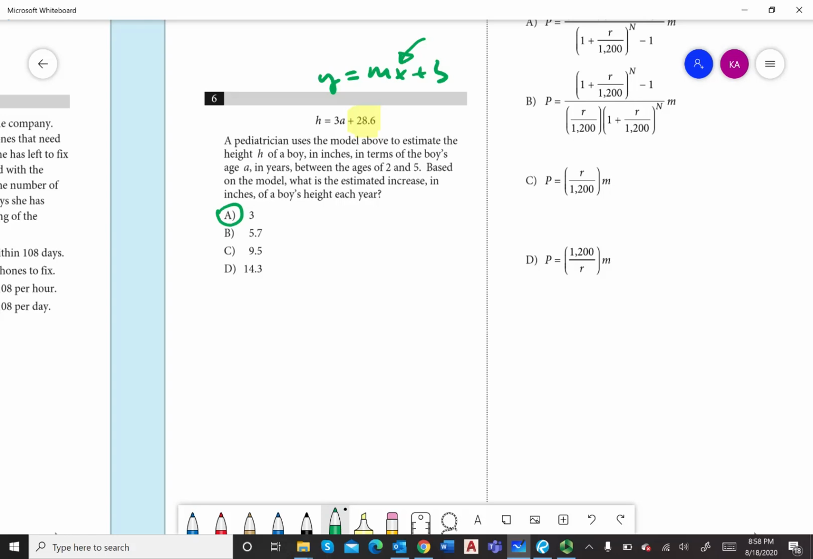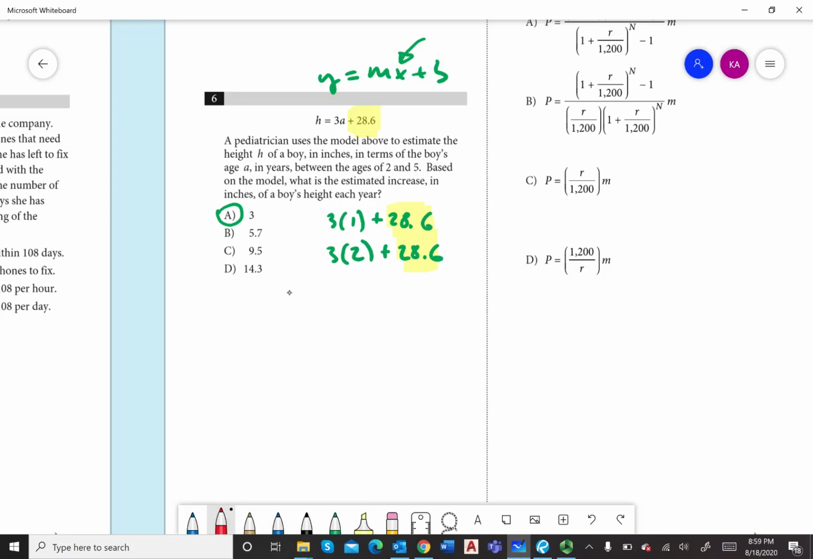Okay, so let's say you're not too familiar with the concept of rate of change. How would you solve this? You would just use numbers. Let's say the boy is 1, what would the height be according to the formula? It would be 3 times 1 plus 28.6. How about if the boy is 2? It will be that. So let's see what the increase is here. We can already see that these are constants, so that's not where the increase happens. The increase happens here.